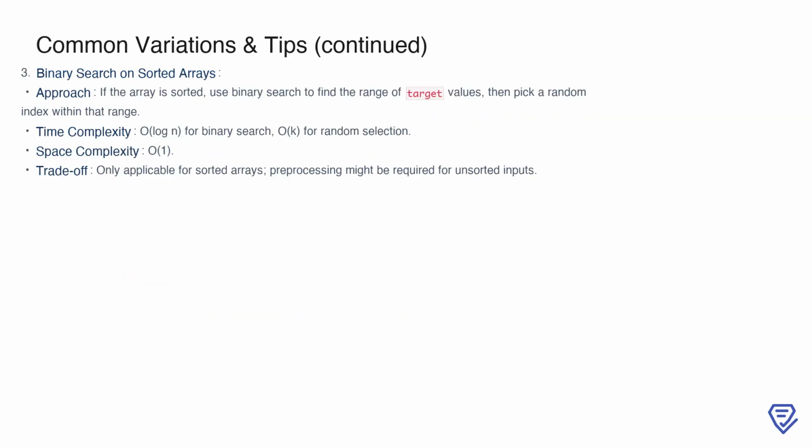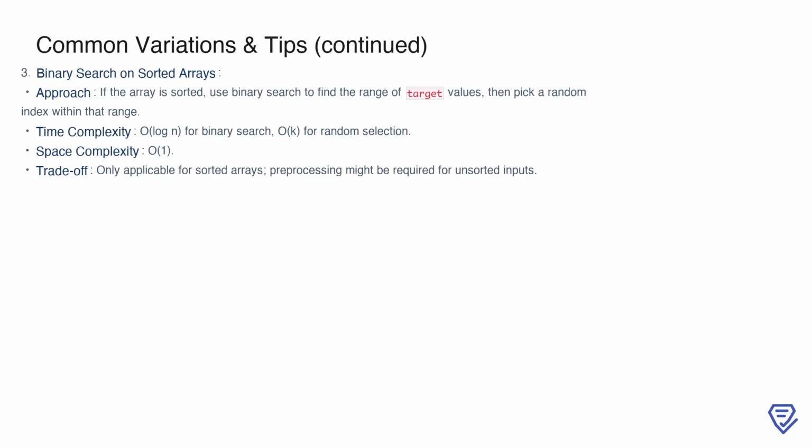A third alternative approach leverages binary search on sorted arrays. If the input array is sorted, you can use binary search to quickly find the range of indices where the target value occurs. Once the range is identified, you can randomly select an index within this range. This method is efficient, with a time complexity of O(log n) for the binary search and O(k) for the random selection of an index. Additionally, it has a space complexity of O(1), making it memory efficient. However, the applicability of this approach is limited to sorted arrays. If the input array is not sorted, you would need to pre-process it, which could add overhead.